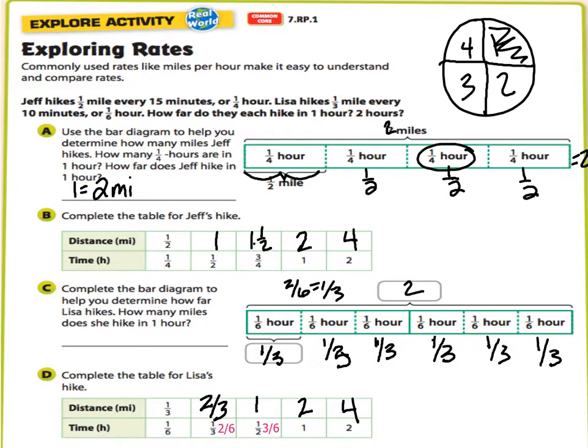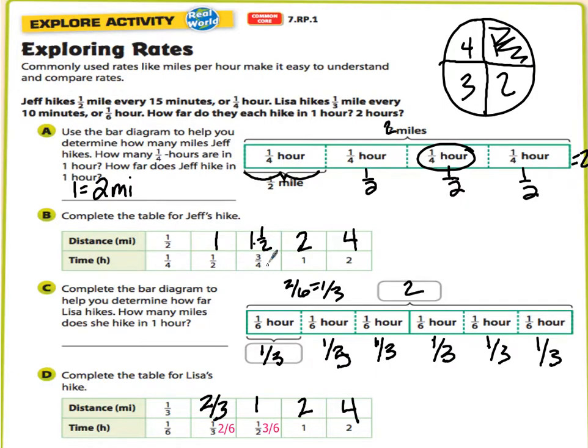Oh, I missed the reflection activity. It looks like it deleted off of here. I apologize about that. So it says, how did you find Jeff's distance for 3/4 of an hour? Okay, well, to find Jeff's distance for 3/4 of an hour, you could take 1/2 and multiply it by 3.